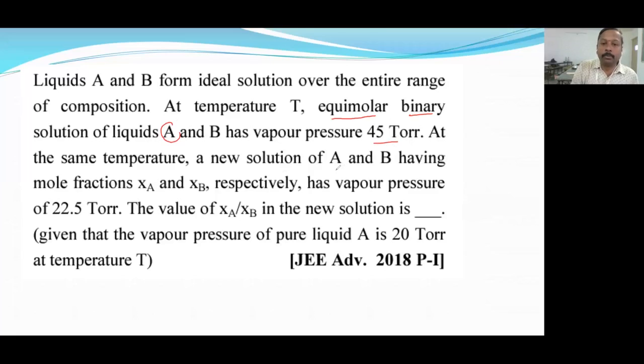Okay, a new solution of A and B having XA and XB respectively has vapor pressure 22.5. Then the value of XA upon XB in the new solution is? So P naught A is 20 and P naught B is not given, the vapor pressure of the pure liquid. So here I am writing it: P naught A is given as 20 torr.